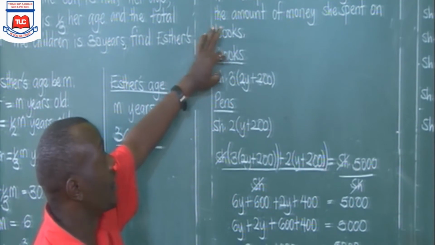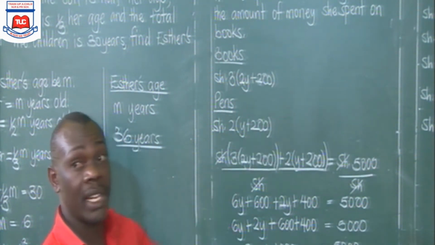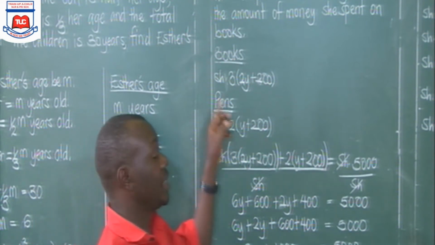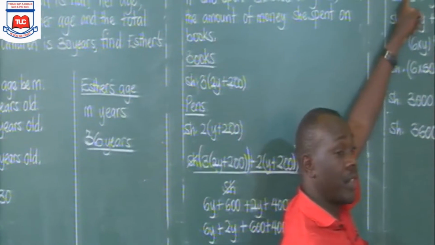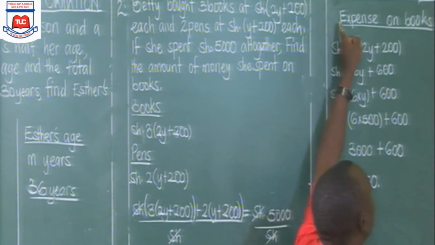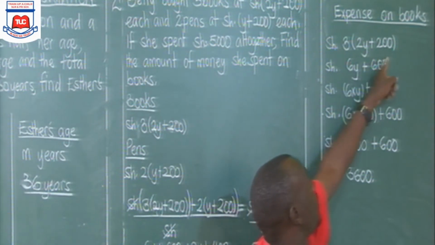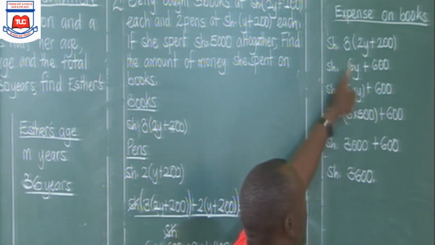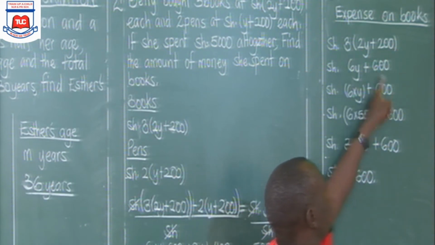So all the 3 books were bought at 3 into 2y plus 200 shillings. That is in terms of y. So you put the heading to respond to the question by saying the expenditure on books. That is 3 into 2y plus 200 shillings. Now open the bracket. 3 times 2y is 6y. 3 times 200 is 600.